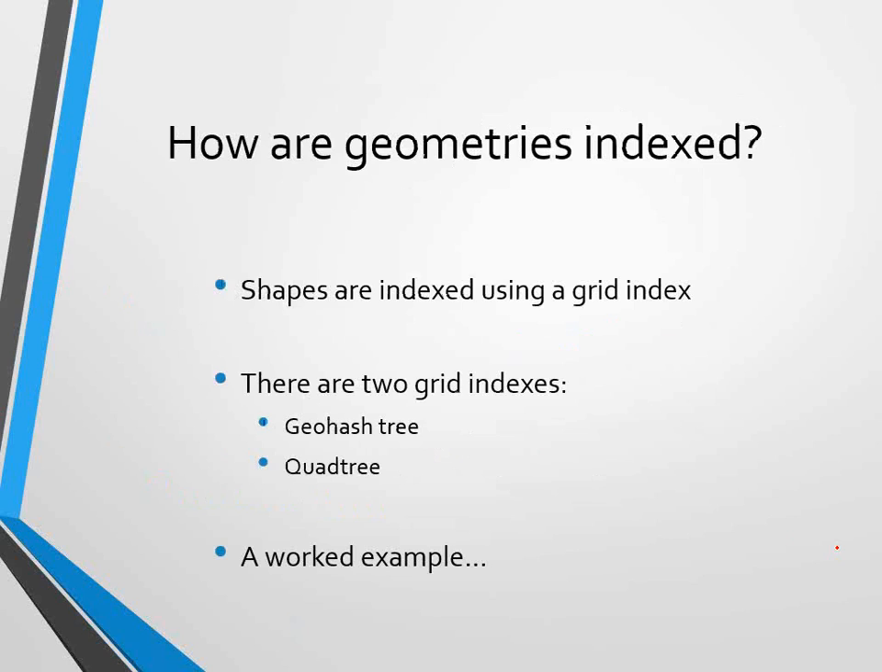So I'm going to talk about, before going on to the next examples in the RavenBurger code, how the shapes are indexed in RavenDB. In RavenDB, we get two options on how to index shapes, and the default is using the geohash tree, which is a form of a grid index, which I'm going to show you a worked example.